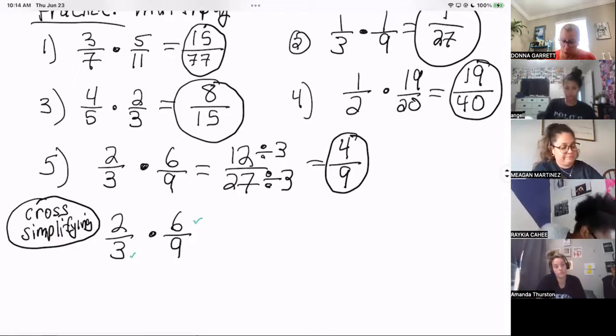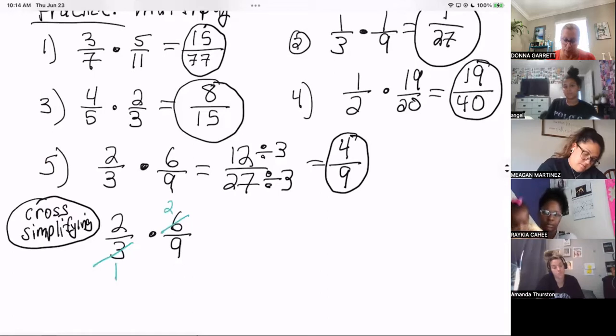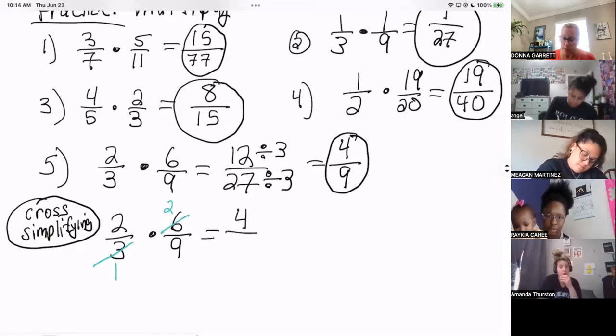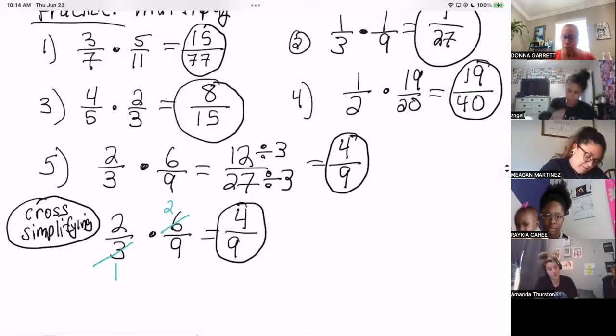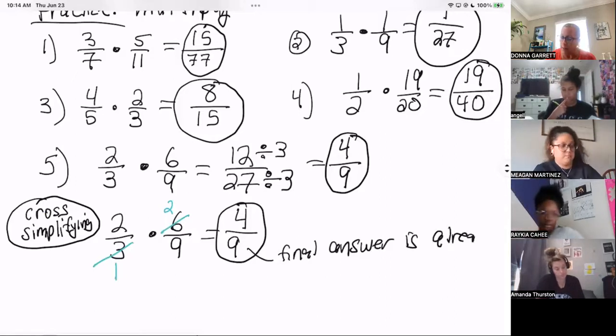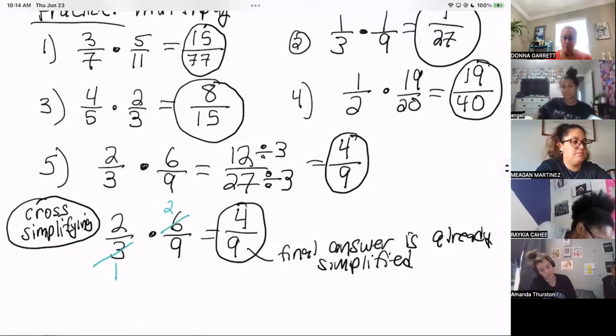So what we do is something like this. I know I can divide this by 3, it becomes 1. I know I can divide this by 3, it becomes 2. And when you get your answer, you're going to get the simplest form. 2 times 2 is 4. 1 times 9 is 9. So cross simplifying is great for simplifying your fraction because your final answer is already simplified when you use cross simplifying. Again, it is not mandatory. It's just optional.